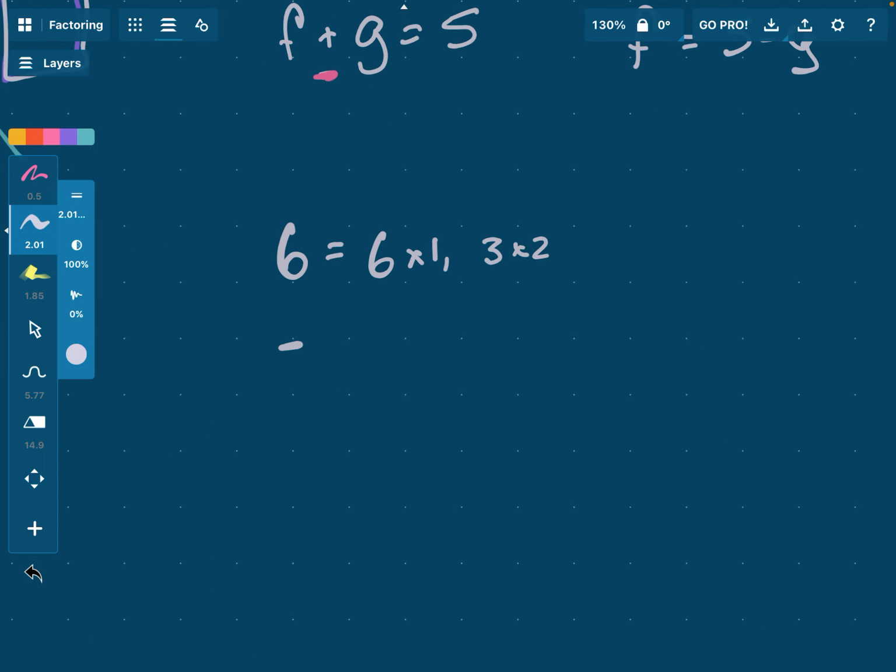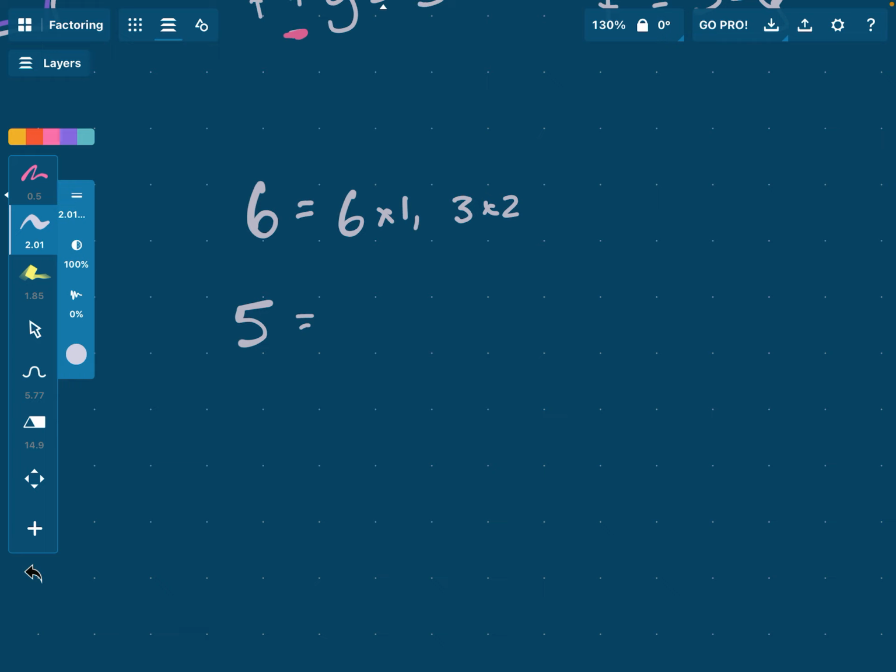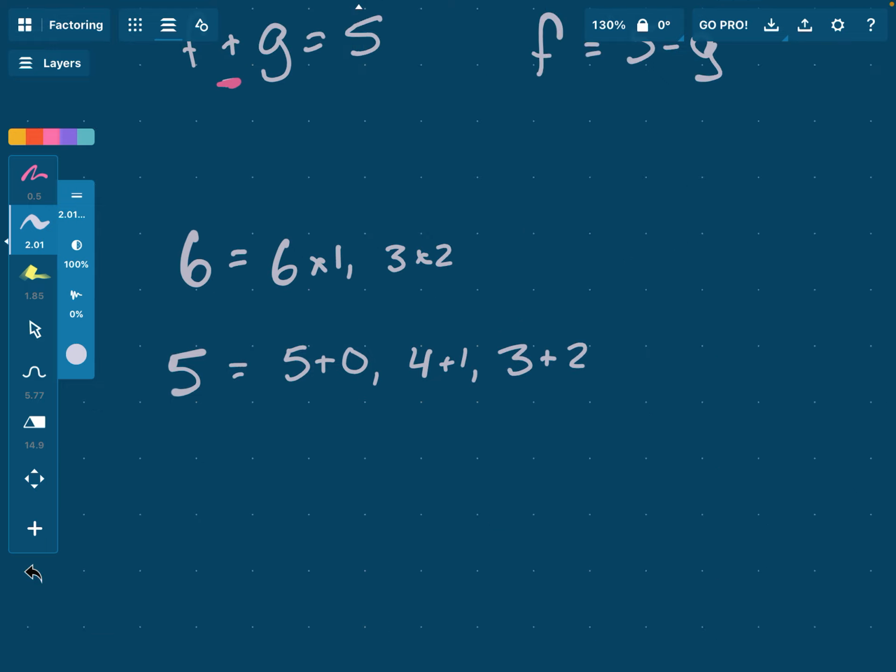Now, we do the same with 5, and we're looking for its additive pairs. So the two numbers that add to 5, well, we can start with 0 and 5, then we can do 4 and 1, and then we can do 3 and 2. And what we're doing is we're looking for the pairs that are the same in the additive pairs and the multiplicative pairs. So in this case, 3 times 2 and 3 plus 2 are going to be our solutions.